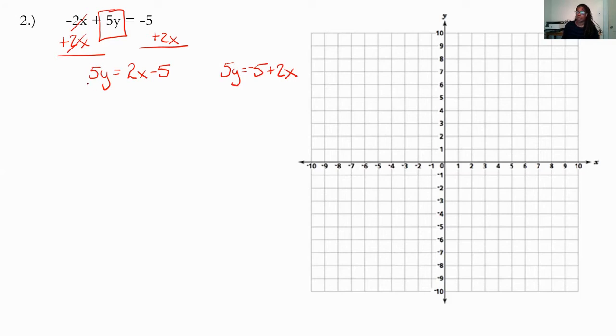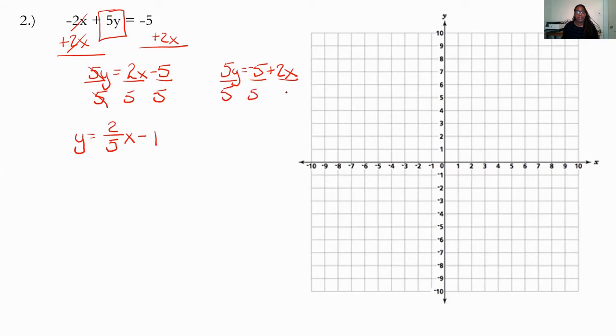So continue on our quest to solve for y. I'm going to divide both sides by 5. So 5 divided by 5 gives me 1y in this case. Then I still have a positive 2/5 x, because 2 divided by 5 won't give me a whole number, okay? Then I have a negative divided by a positive, which gives me negative, and 5 divided by 5 gives me 1. Same thing can happen over here.